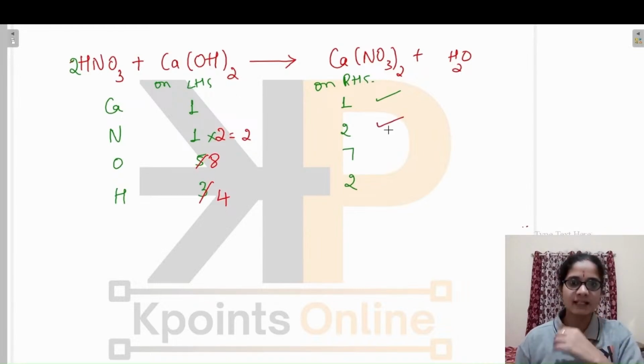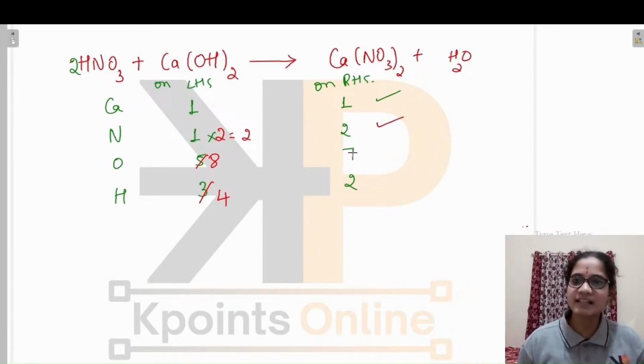Okay. Now this is balanced. What about oxygen atoms? Here there are 7. In order to make it 8, I can write the coefficient 2 here so that the total number of oxygens becomes 8. 3 2s are 6 plus 2, 8.